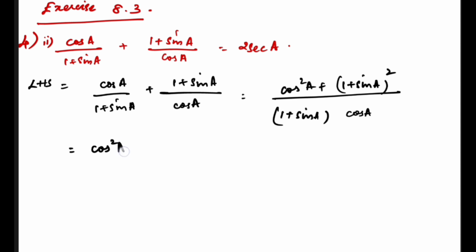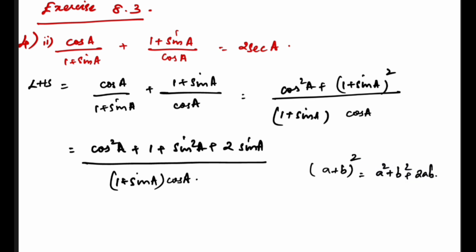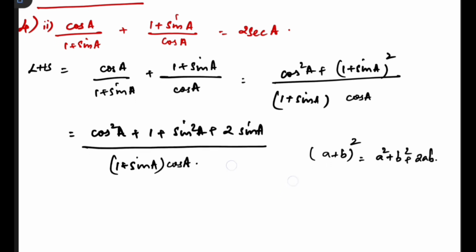Now we will expand 1 plus sin A the whole square as 1 square plus sin square A plus 2 into 1 into sin A is 2 sin A. According to the formula, A plus B the whole square is equal to A square plus B square plus 2AB, divided by 1 plus sin A into cos A. Unless there is any requirement, we need not multiply the term inside. We have to write all the identities we have used to ensure that we have known the topic well.